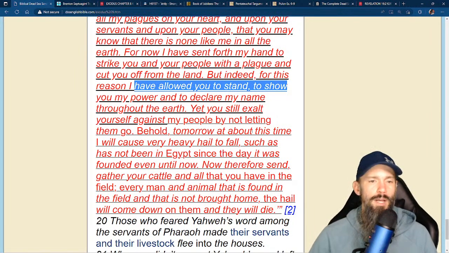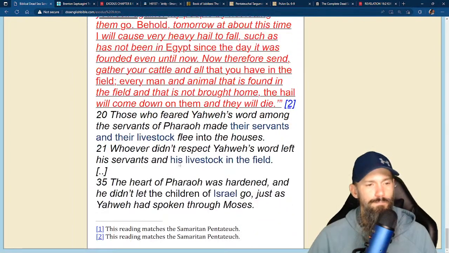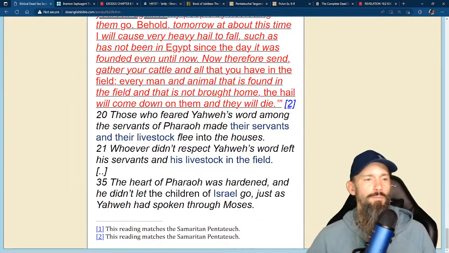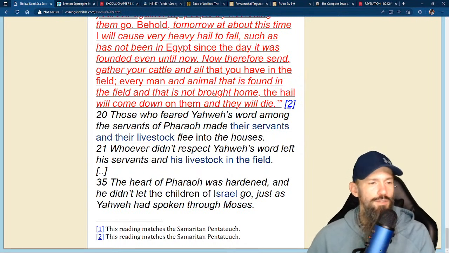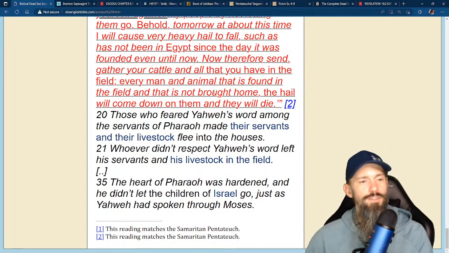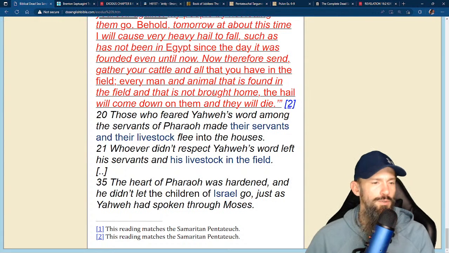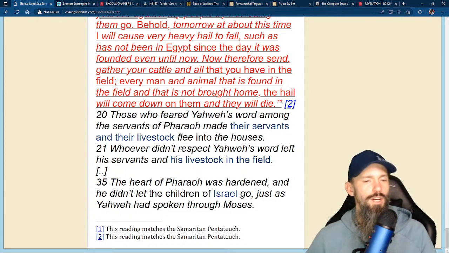Behold, tomorrow at about this time I will cause very heavy hail to fall, such as has not been in Egypt since this day it was founded, even until now. Now therefore send, gather your cattle and all that you have in the field, every man and animal that is found in the field and that is not brought home. The hail will come down on them, and they will die. Those who feared Yahuwah's word among the servants of Pharaoh made their servants and their livestock flee into the houses. Whoever didn't respect Yahuwah's word left his servants and his livestock in the field.